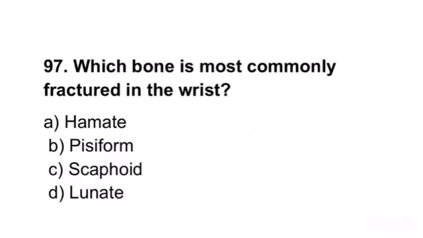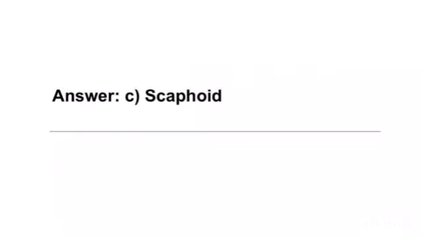97. Which bone is most commonly fractured in the wrist? A. Hamate. B. Pisiform. C. Scaphoid. D. Lunate. Answer, C. Scaphoid.